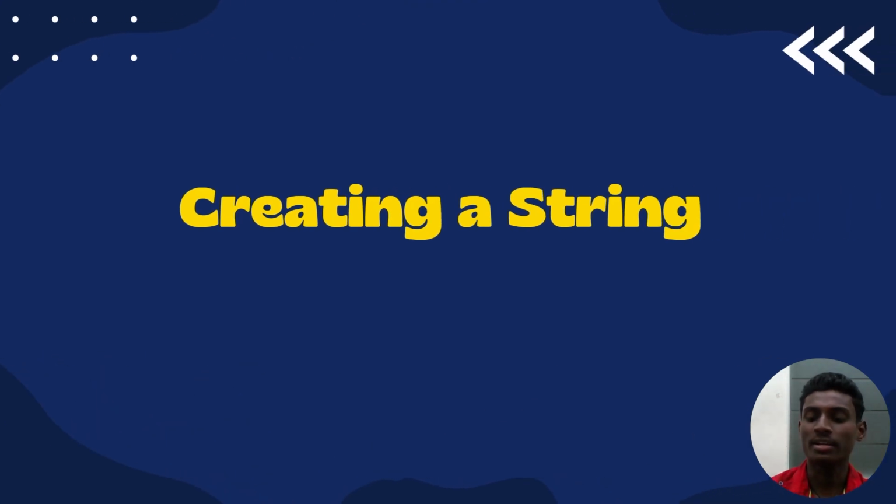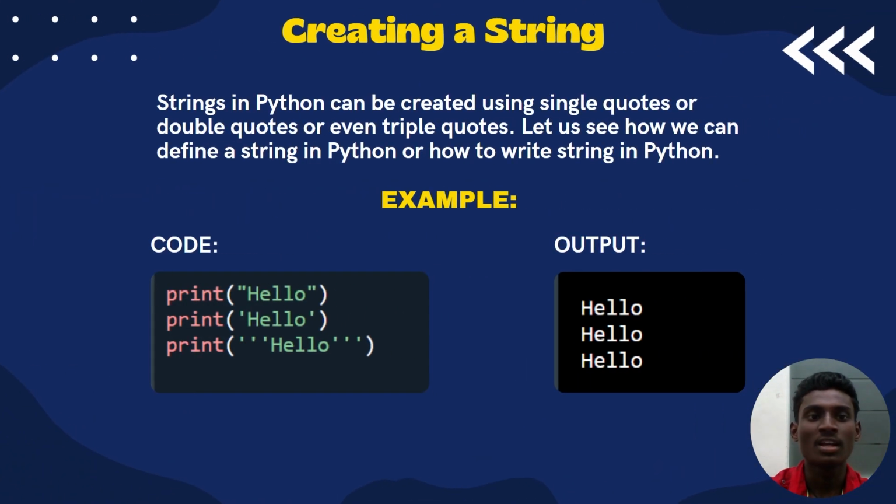Now creating a string. Strings in Python can be created using single quotes, double quotes, or triple quotes. Now let us see how to define a string in Python. As you can see, the code prints hello three times but with different quotations, and you can see it is the same output given below.